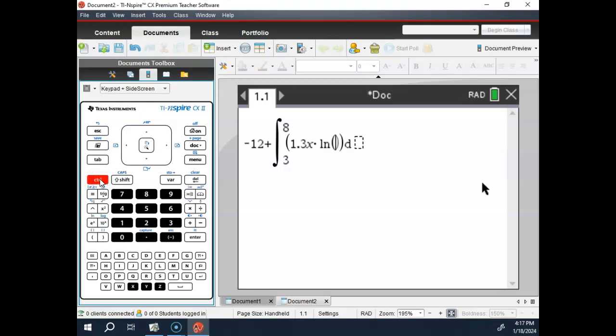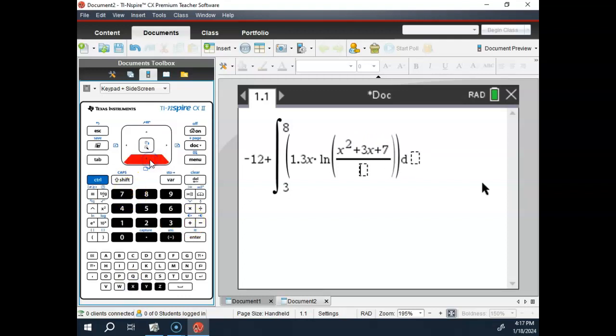a fraction here, so control division. Numerator is x squared. Oh, lost my x squared. There we go. X squared plus 3x plus 7. Denominator would be x plus 1. So what I am integrating has x's in it. And so I have to make sure I put a dx over here. And then I hit enter.